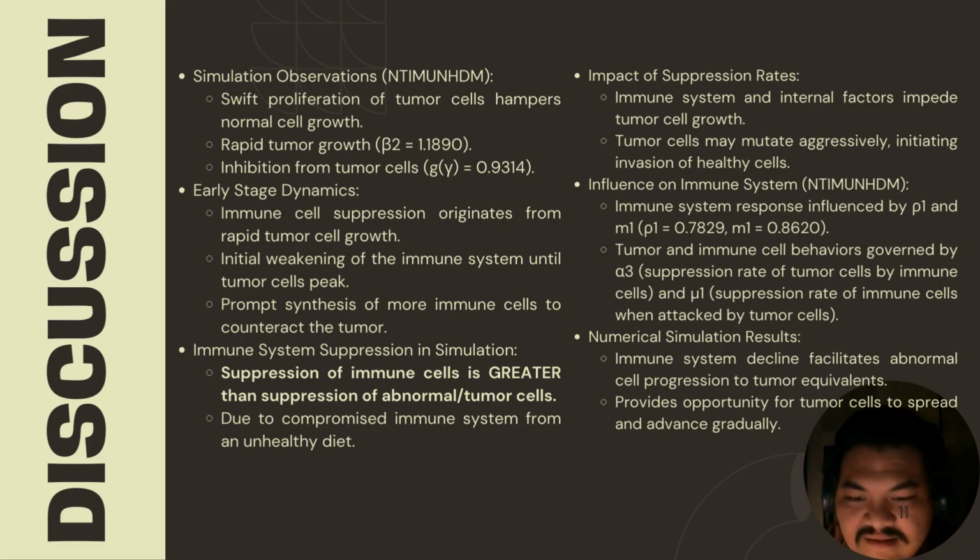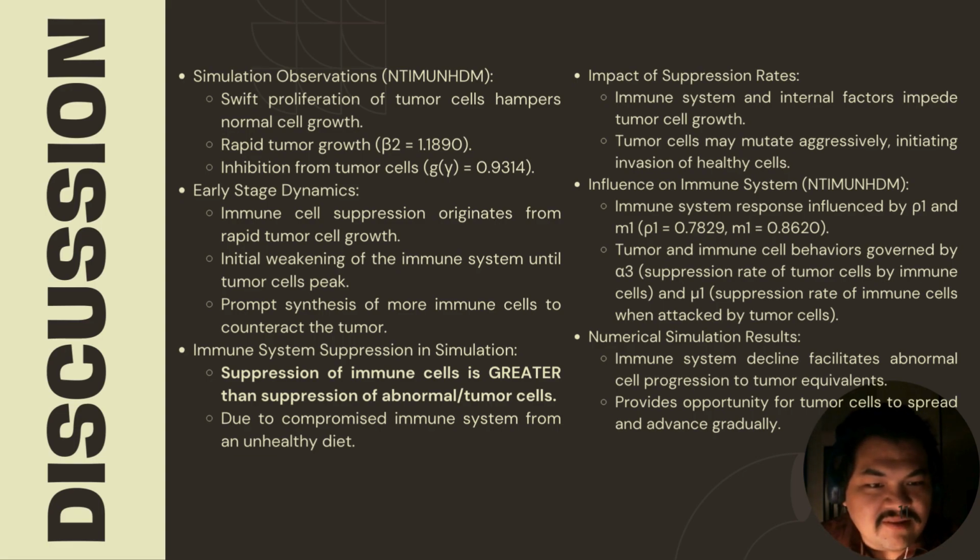However, in this case, the suppression of the immune cells is greater than the suppression of abnormal or tumor cells due to the unhealthy diet. That's why it's called the unhealthy diet model. So how does this affect the suppression rates? If the tumor cells are being suppressed, the immune system and internal factors will impede the tumor cell growth. It will fight it and get rid of it. However, if the immune cells are being suppressed, the tumor cells can mutate and overtake the immune cells and mutate aggressively and become cancer cells.